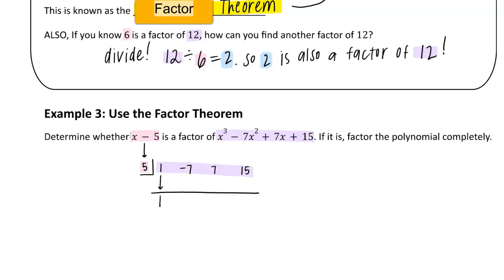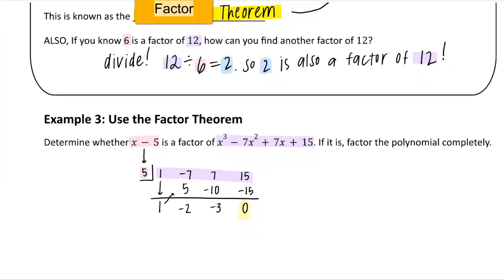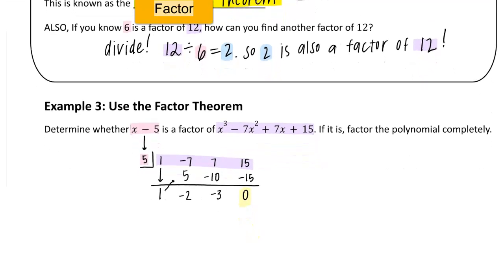The first number drops down as just what it is. Then you start following the pattern, multiply, add, until you get to the end. You multiply by the number in the box. So 1 times 5 makes 5. Then you add, straight down, multiply, add, multiply, add. So this is giving me a remainder of 0. Remember, the last number is the remainder. Since this has a remainder of 0, that tells me that this is indeed a factor of the polynomial.